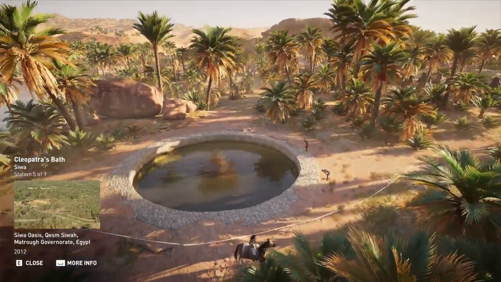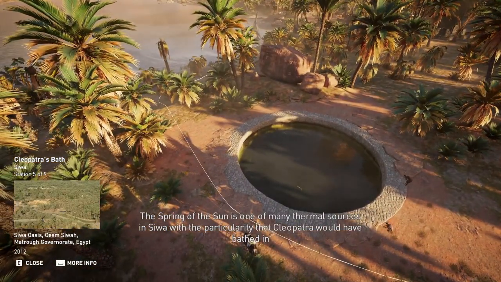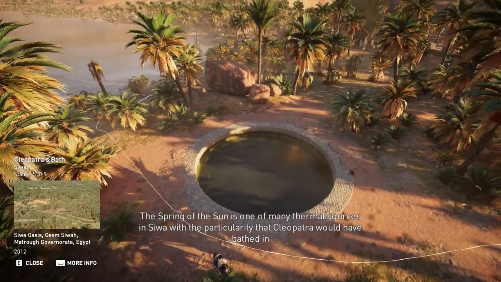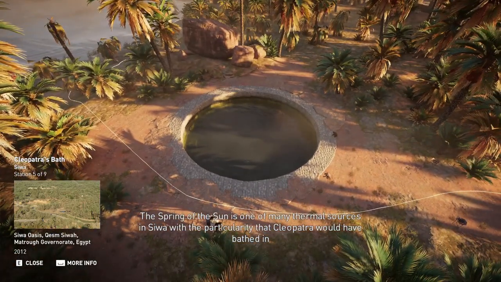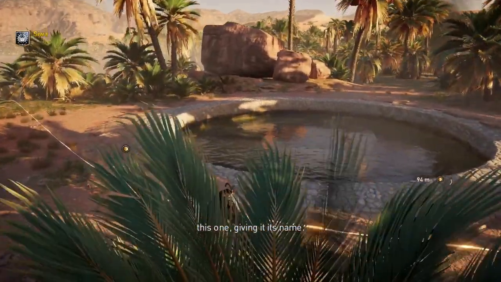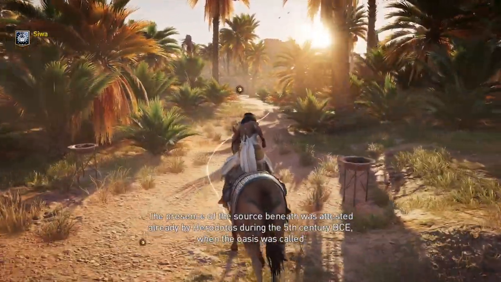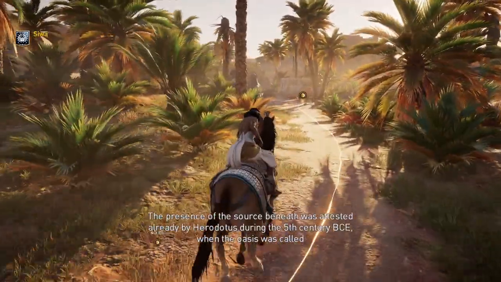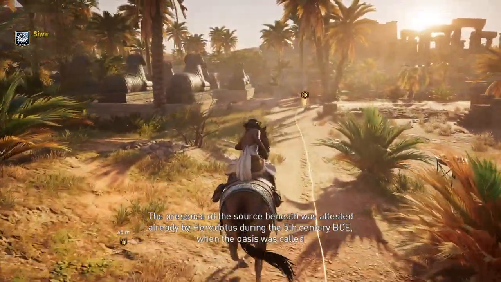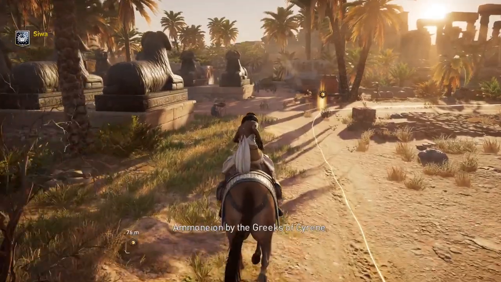The spring of the sun is one of many thermal sources in Siwa, with the particularity that Cleopatra would have bathed in this one, giving it its name. The presence of the source beneath was attested already by Herodotus during the 5th century BCE, when the oasis was called Amuneion by the Greeks of Cyrene.